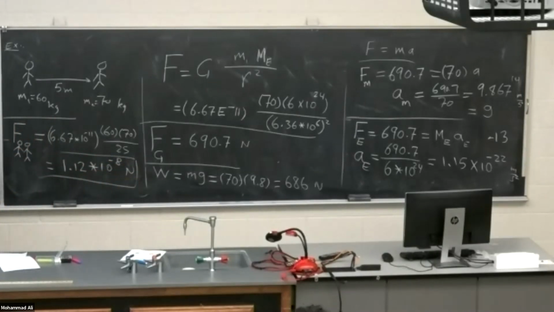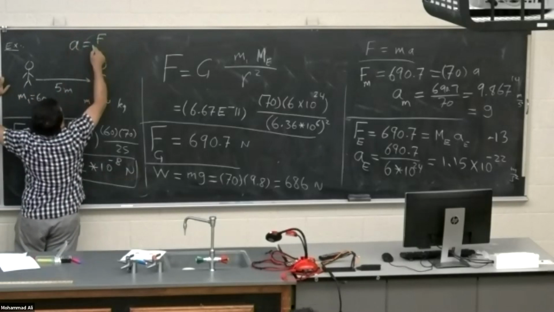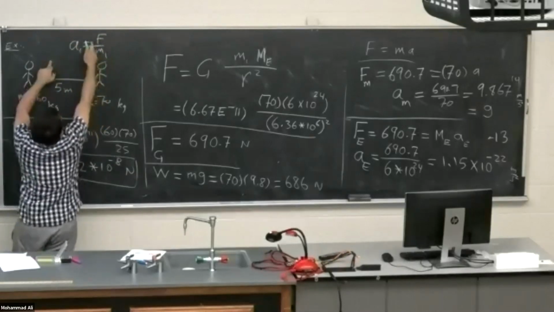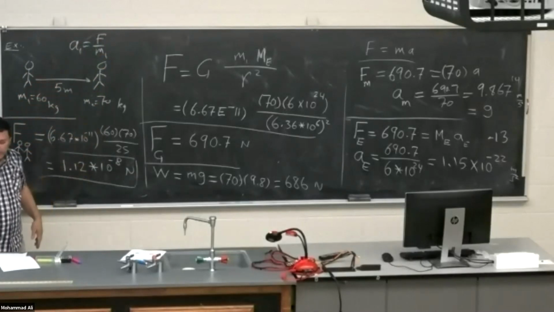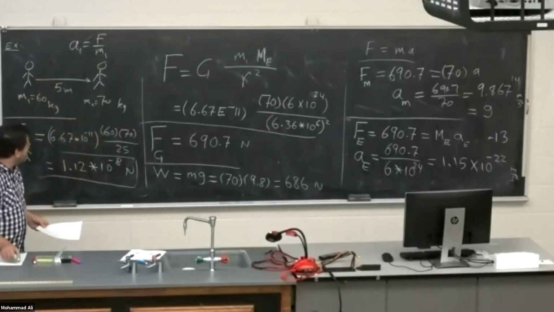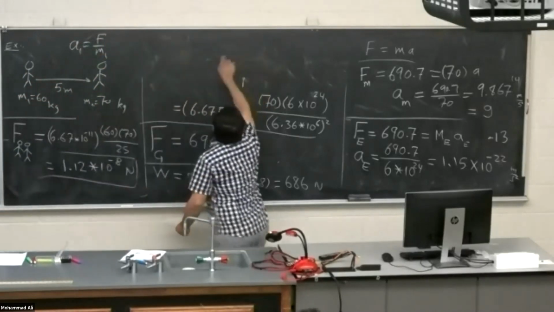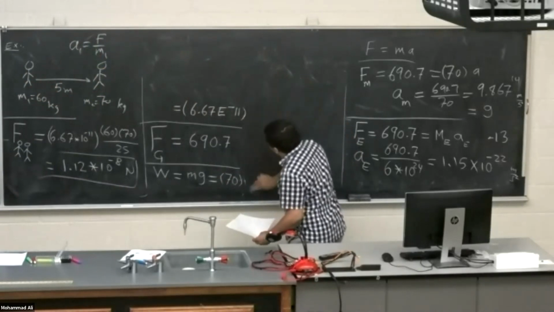But you can also compute the acceleration. The acceleration is equal to the force over any mass. The acceleration of the first mass is the force over the first mass. This can be done in the lab. Okay, what about the next example? We have different masses, and a different distance between them.